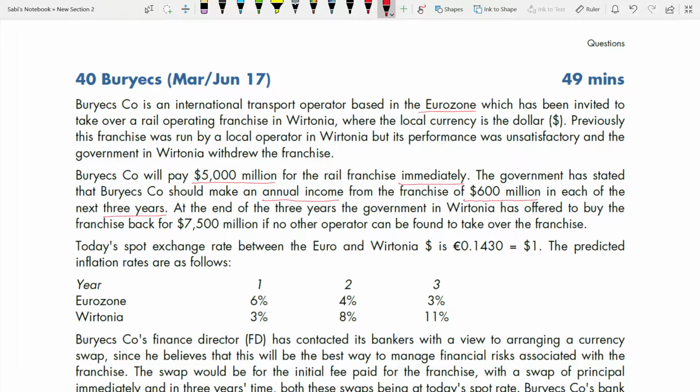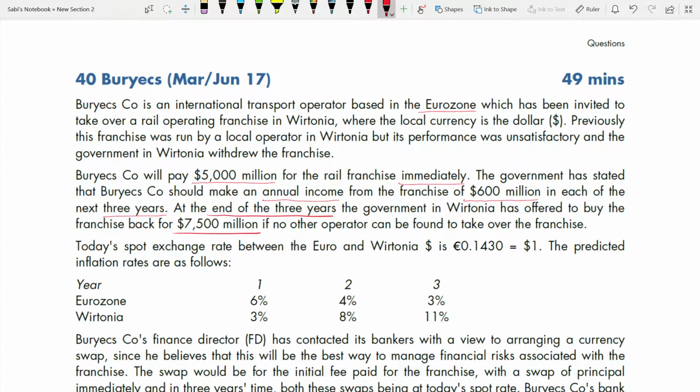For that, now the government is paying. So there's a payment, there's a receipt, right? At the end of the 3 years, the government in Vertonia has offered to buy the franchise back. So for that, the government will now pay the Buryecs company $7,500 million at the end of 3 years. This will be a receipt if no other operator can be found to take over the franchise. Today's spot exchange rate between euro and dollar is given, and the predicted inflation rates are as follows. So inflation rates of both the countries are given.